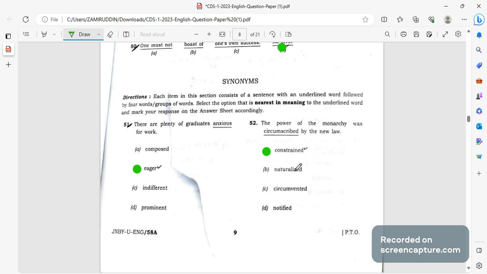नेचुरलाइज्ड, नेचुरल कर दिया, ये तो नहीं होगा. नोटिफाइड, हमने सबको नोटिफाई कर दिया दैट दीज आर द पावर्स, दिस कुडंट बी द ट्रू. सर्कमवेंटेड, दिस कैन बी सेड टू बी सर्कम, इसका ऑपोजिट है. सो द करेक्ट आंसर विल बी कॉन्स्ट्रेन्ड मतलब कम करना.